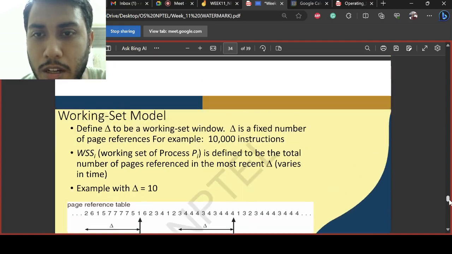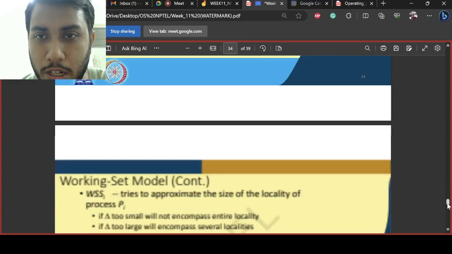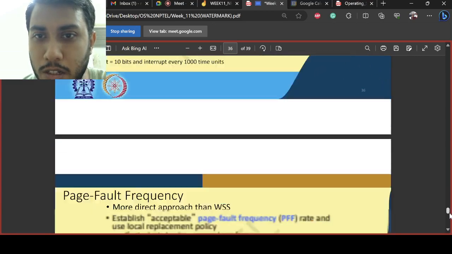These are some memory locality related concepts, working set model and all. Not much important. Keep track of them.